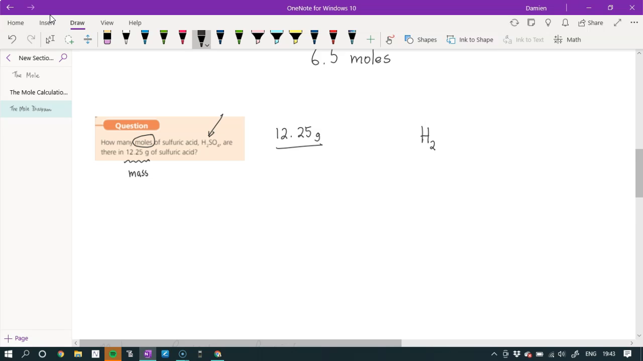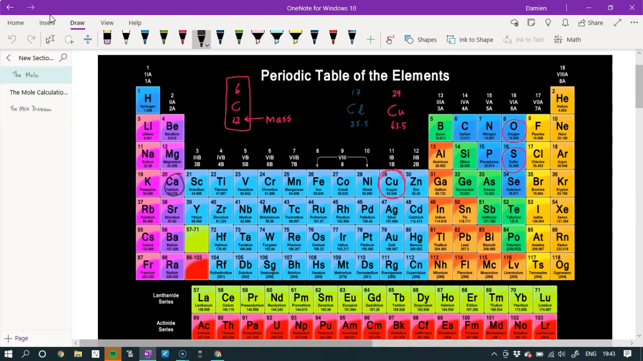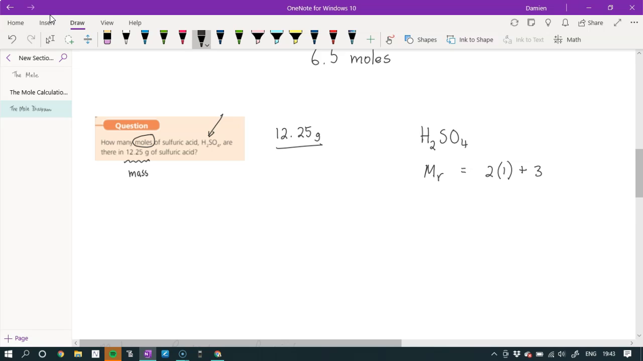Sulfuric acid we have to work out on the side. So it's H2SO4. To work out the molecular mass of this, it's 2 times 1, 2 hydrogens, plus a sulfur, plus 4 oxygens. We find our sulfur on our periodic table, which is 32, plus 4 oxygens is 4 times 16. So that equals 2 plus 32 plus 64, which equals 98. So there's your molecular mass. You're going to divide by 98, and that's going to give you the number of moles.